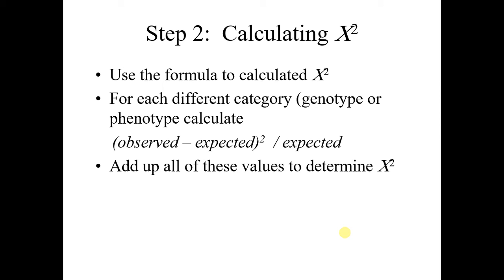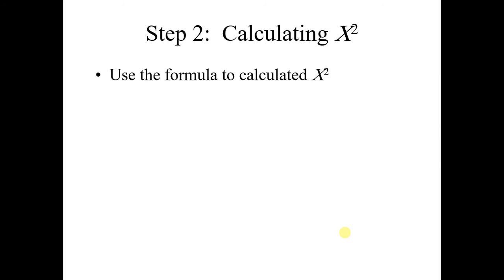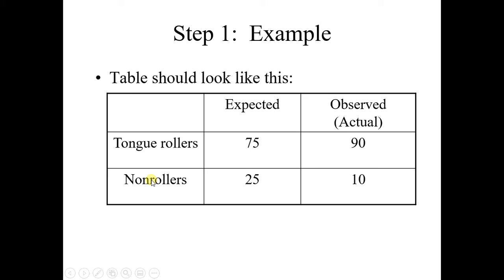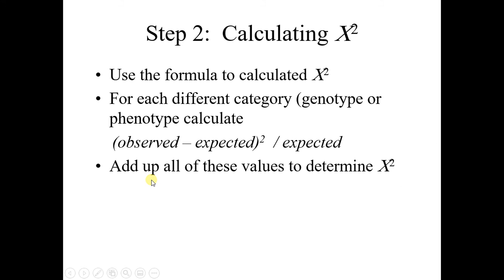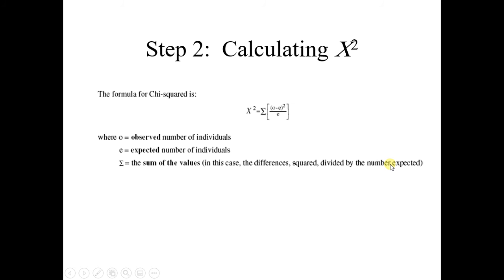So for each different category, for example, tongue rollers or non-tongue rollers, we're going to take the observed in that category and subtract it from the expected in that category, square that difference, and divide it by the expected of that category. And then when we do that for each category, in our example there are 2 categories, we'll add those 2 values up, and that's going to be our chi-square number.